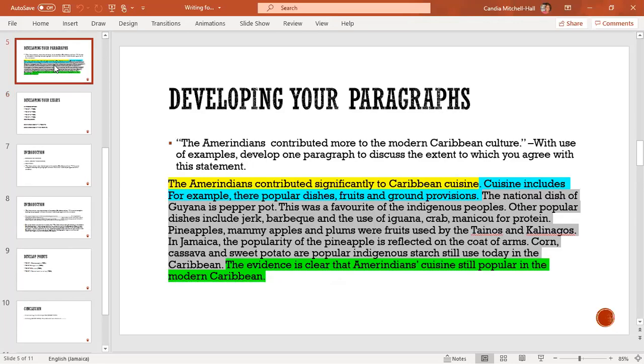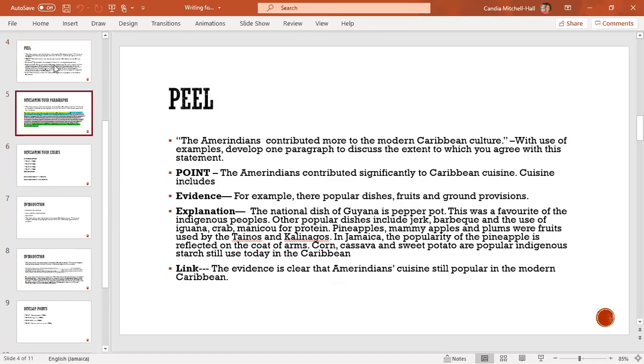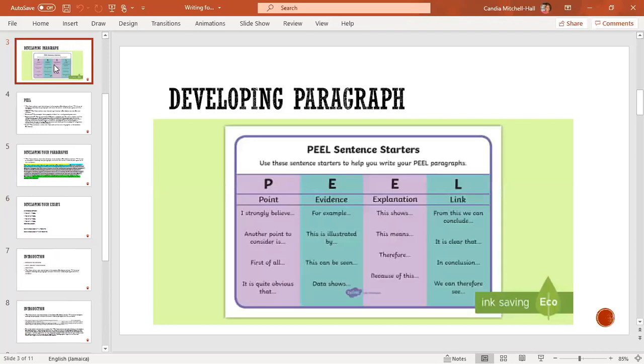Let us get back to developing the point. So PEEL means point, evidence, explanation, link. So what are you going to do? You're going to state your point. You're going to give evidence or examples to support your point. You're going to explain your evidence, and you're going to link your point to the question that was asked.